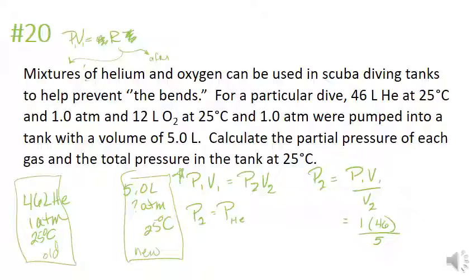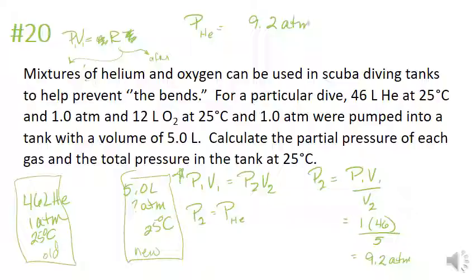So what's that equal, folks? 9.2. Is 9.2 our final answer? 9.2 atmospheres. Thank you. So I'm going to put that up here. We know the partial pressure of the helium is equal to 9.2 atmospheres.